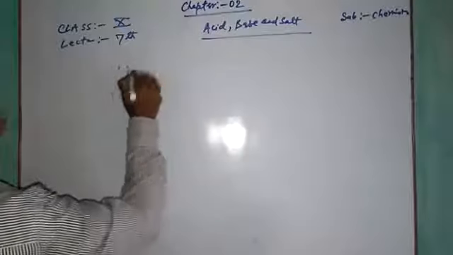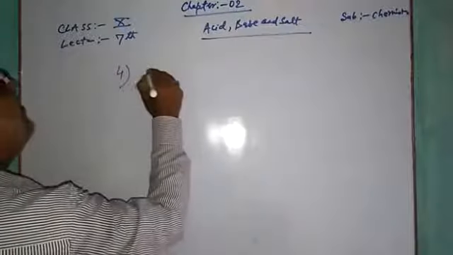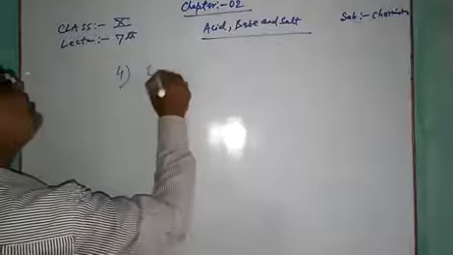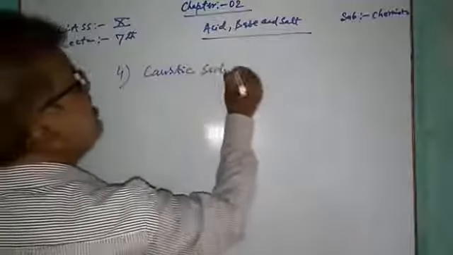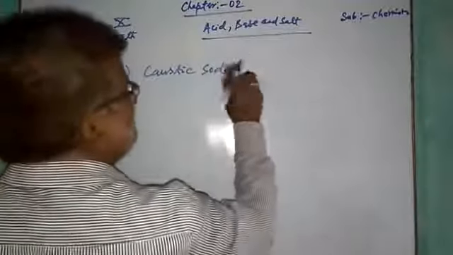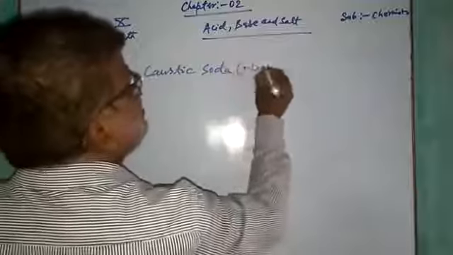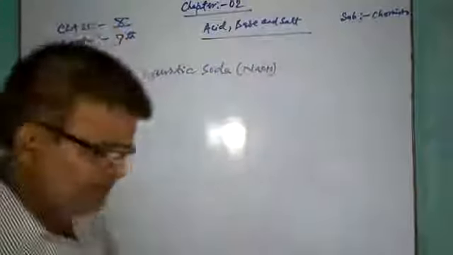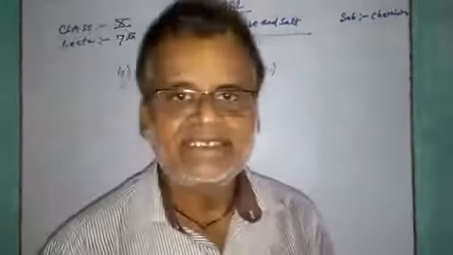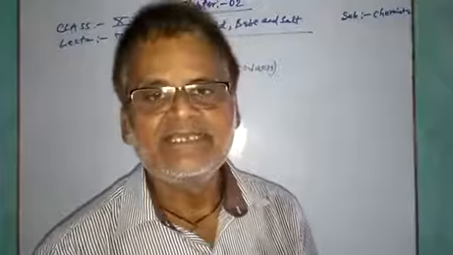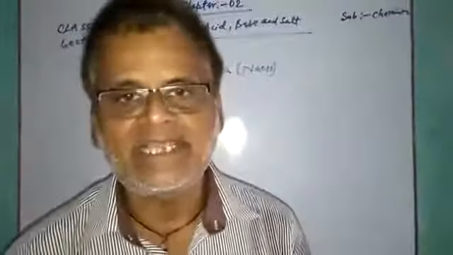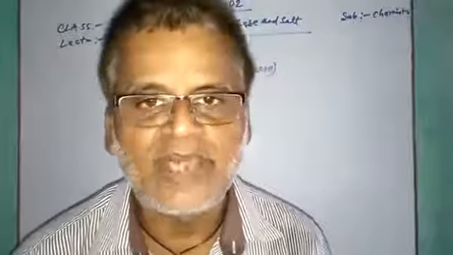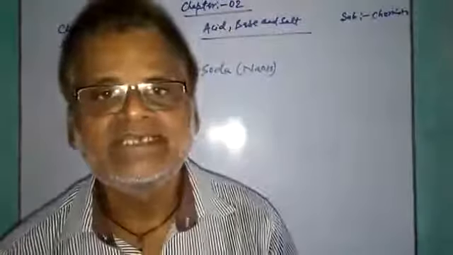The fourth, caustic soda. Chemical formula NaOH. The common name of caustic soda is caustic soda. The chemical name of caustic soda is potassium hydroxide, and the chemical formula of caustic soda is NaOH.